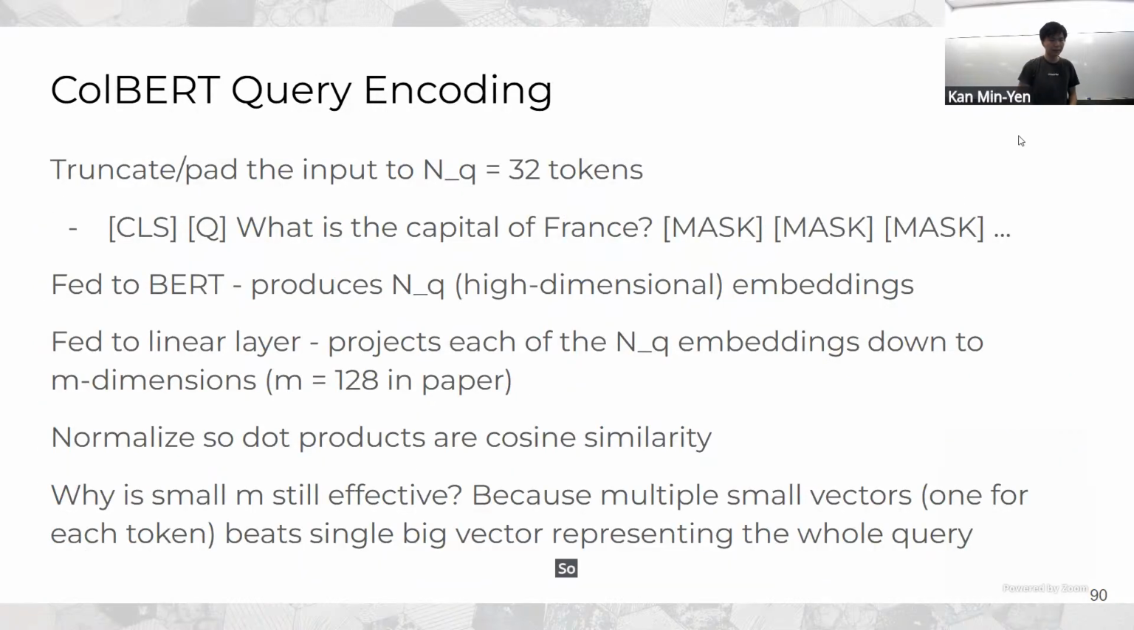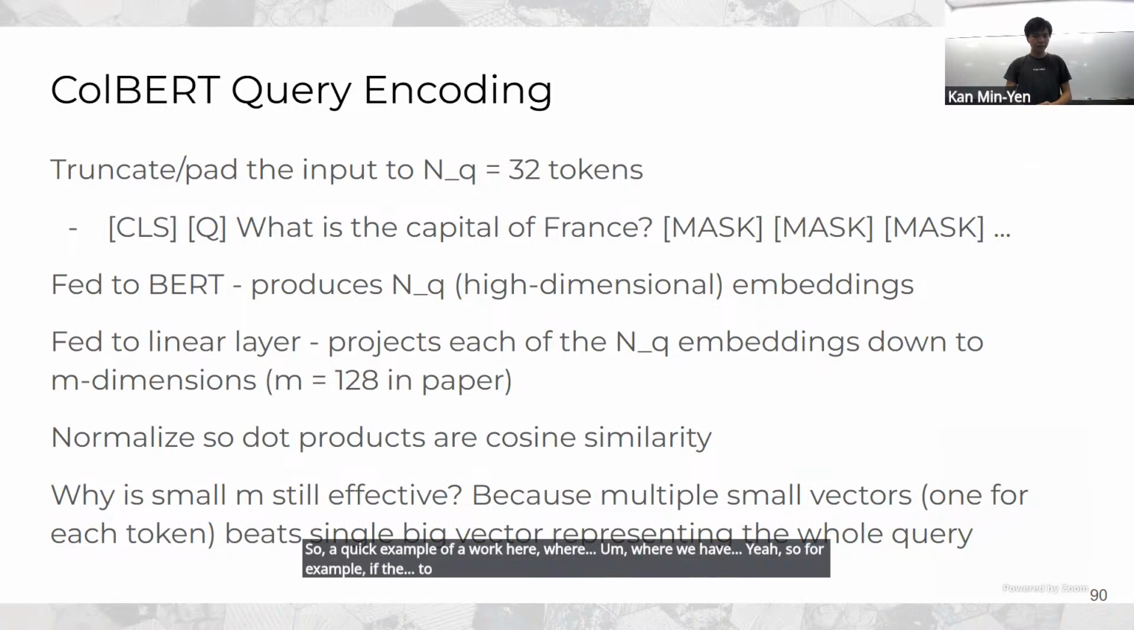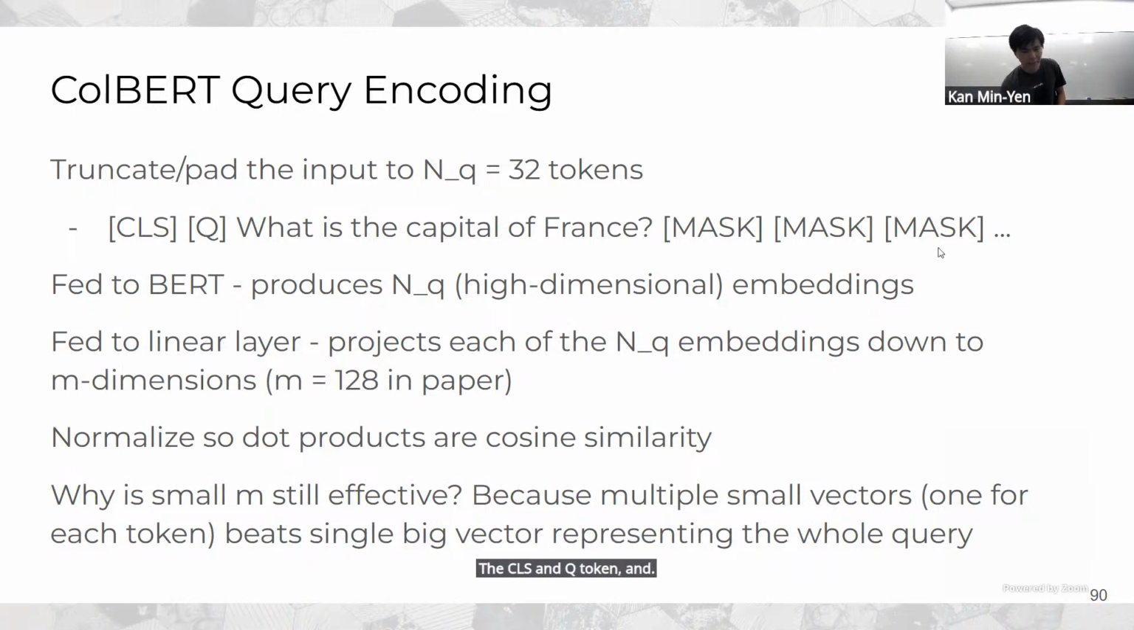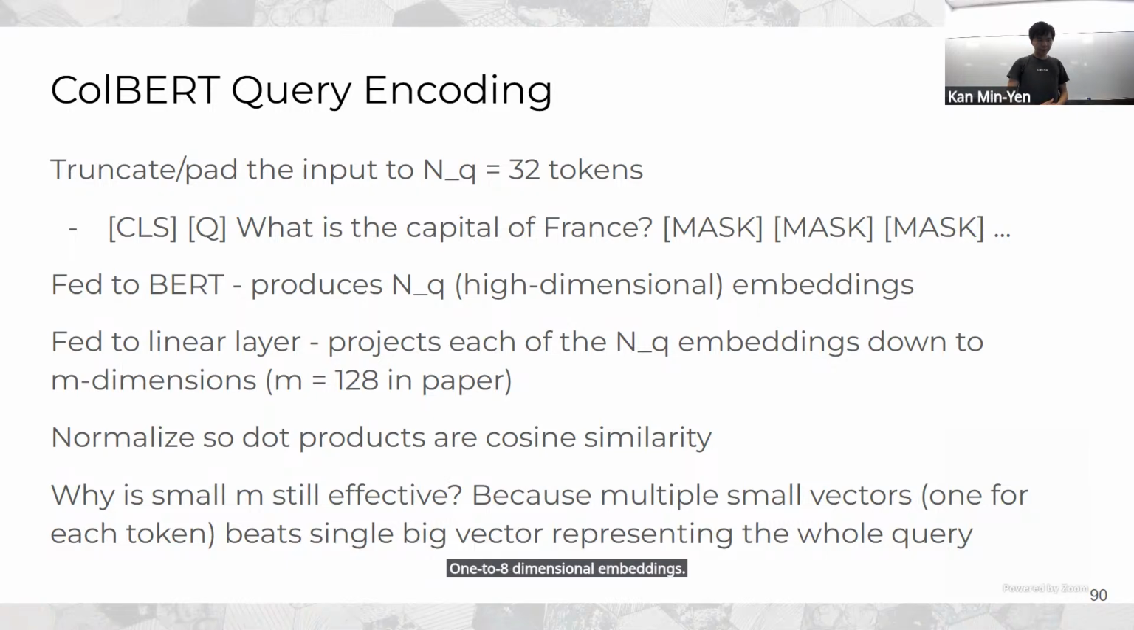So a quick example. To encode the query, ColBERT would first pair it with the CLS and Q token and pad it with mask tokens, and then it's fed to BERT. The query is truncated to 32 tokens, filled with mask and cut off if it's too long, and it produces 32 embeddings. Then this is fed to the linear layer, which projects it down onto 128-dimensional embeddings, and this linear layer is fine-tuned.